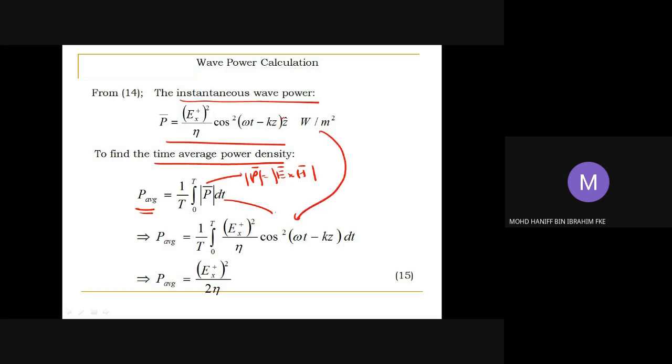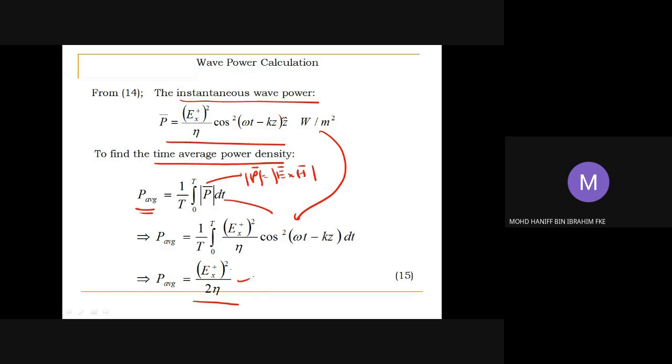When we calculate this value for the P amplitude, we get that the average power for wave propagation in a lossless dielectric is simply E positive squared, the amplitude squared, divided by 2 eta. Eta is the impedance. This equation can be applied in calculating the time average power density for a wave propagating in a lossless medium.